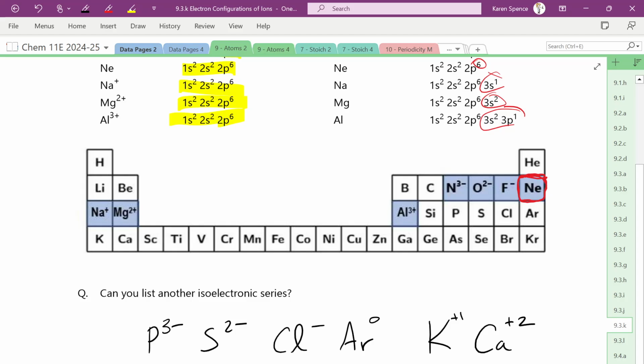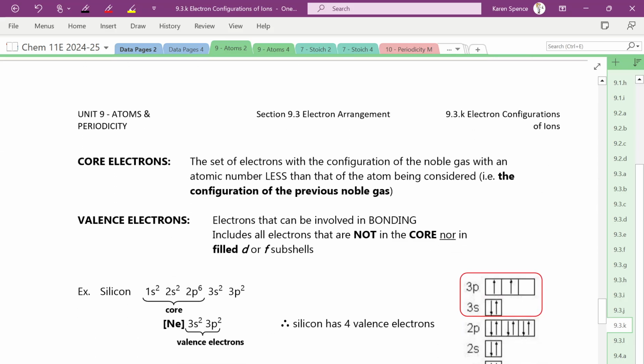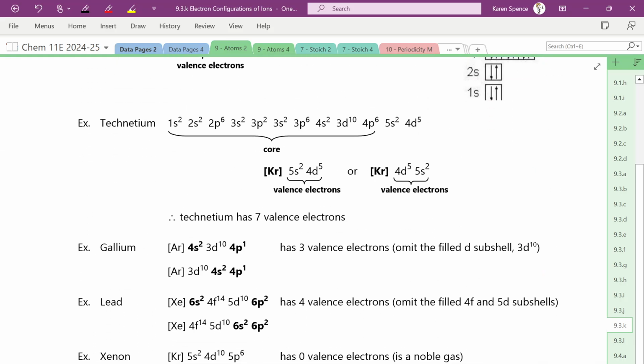And then there's just more chit chat about the core electrons and the valence electrons, but I think we've talked about that a lot already. Okay. Core electrons, valence electrons. Why do I have this twice?